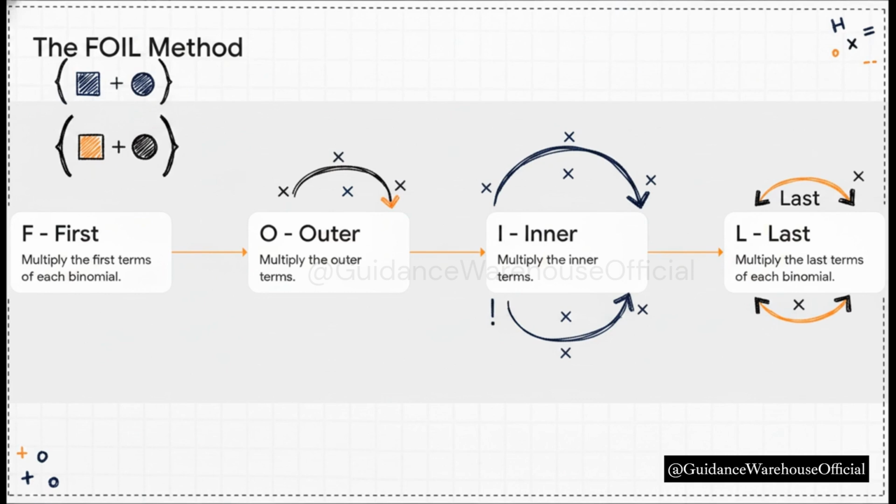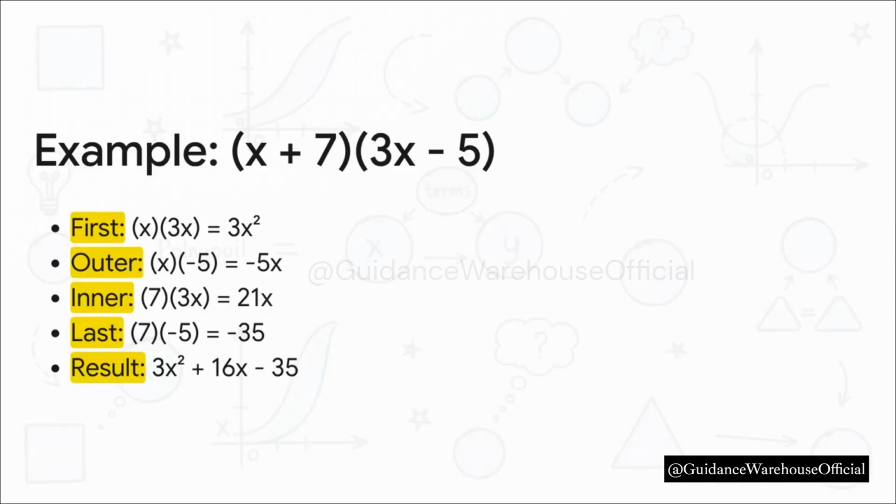FOIL is just an acronym. It stands for first, outer, inner, last. It's a great way to make sure you multiply everything that needs to be multiplied. Let's see it in action with x plus 7 times 3x minus 5. So F, first, we multiply the first terms, x and 3x. That gives us 3x squared. O, outer, we multiply the outside terms, x and negative 5, for negative 5x. I, inner, we multiply the inside terms, 7 and 3x, which is 21x. And finally, last, we multiply the last terms, 7 and negative 5, for negative 35.